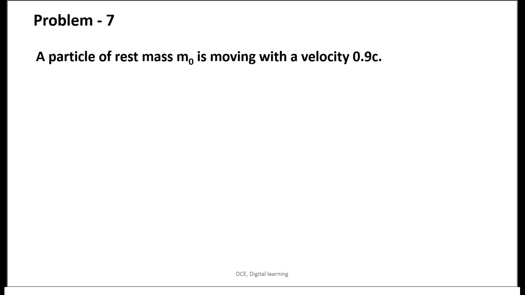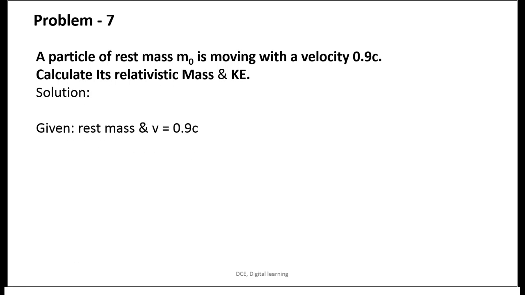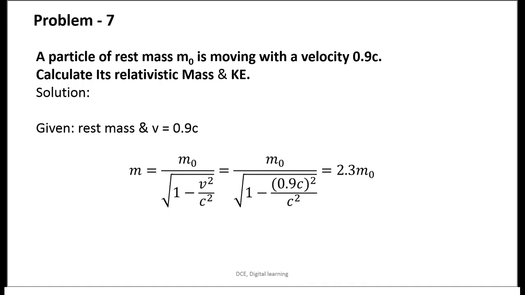Take problem 7. A particle of rest mass m naught is moving with the velocity 0.9 c. Calculate its relativistic mass and kinetic energy. So the rest mass m naught is given, the velocity of the particle is 0.9 c. We need to calculate its relativistic mass, which is given by the equation m is equal to m naught by root of 1 minus v square by c square. We substitute the value for v as 0.9 c whole square, c square gets cancelled out, and solving this, we get 2.3 times the rest mass m naught.